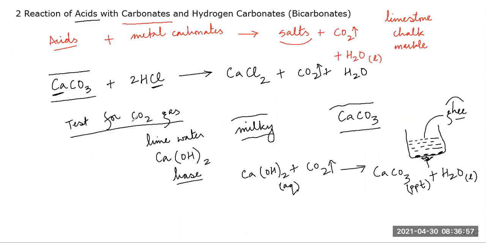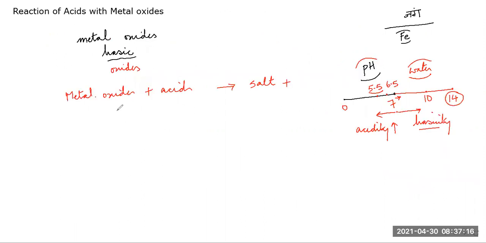In the second case, when the acids reacted with carbonates and hydrogen carbonates, it gave us salt. But instead of hydrogen gas, we got? Yes. Carbon dioxide plus water. And now, in the third case, when metal oxides react with acids, we get salt plus anyone? Only water. No carbon dioxide.